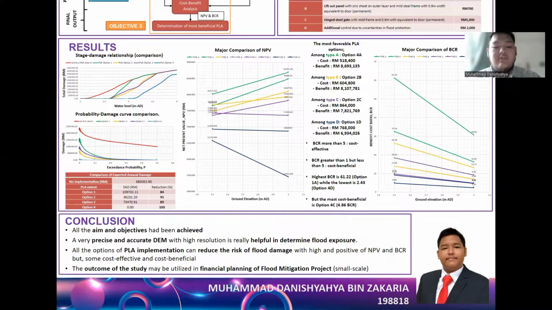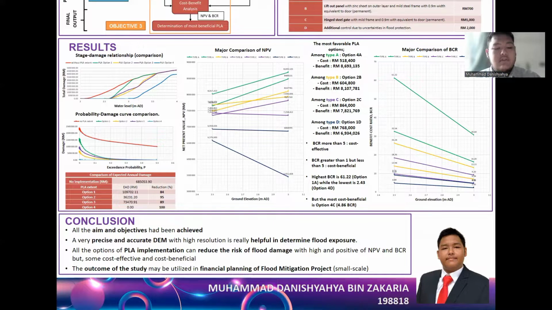Then the reduction benefit of PLA can also be measured, as illustrated from the probability damage curve, where option 4 again has 100% damage reduction with zero expected annual damage, or EAD, calculated throughout 2 to 1,000 years of return period. The effectiveness of PLA will be measured in economic terms, which are net present value and benefit cost ratio. From the cost benefit analysis, the highest NPV among the types of PLA is shown here, where all the values are positive, indicating positive return and profitability.